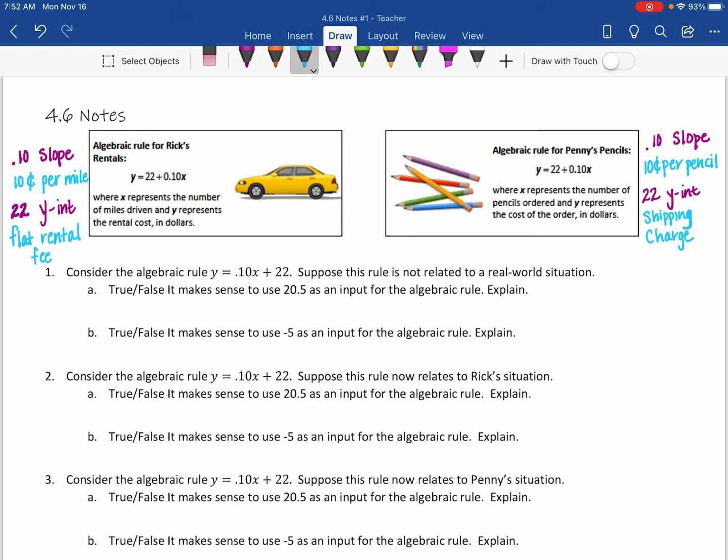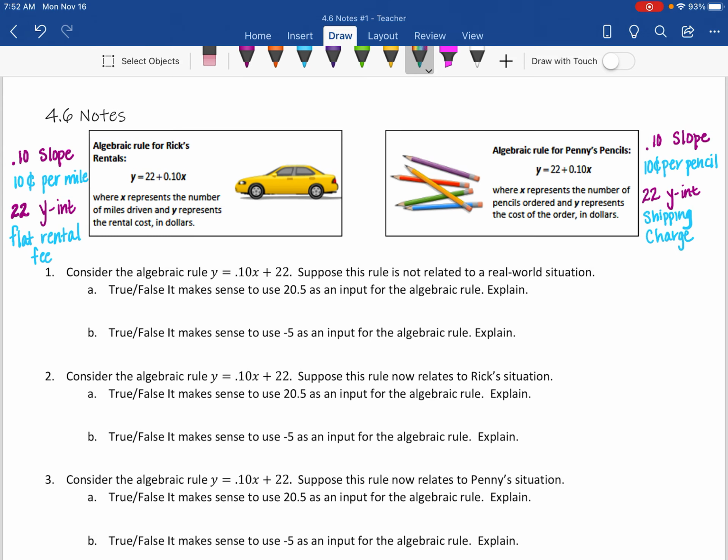And today what we're really going to be talking about is context versus no context. So when you have a rule and you have a situation where X represents the number of miles and Y represents the total cost, versus just having what I call a naked equation with no context, no situation.